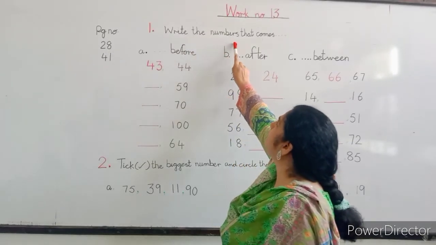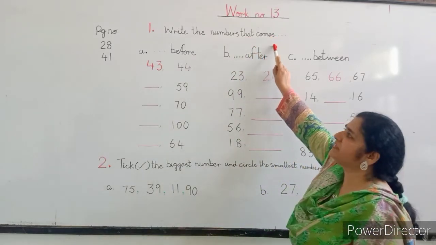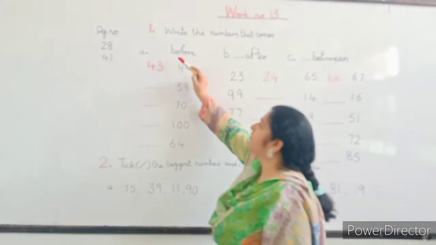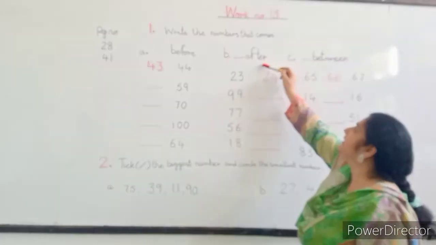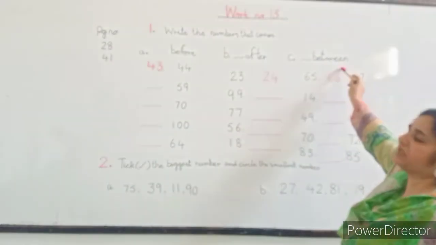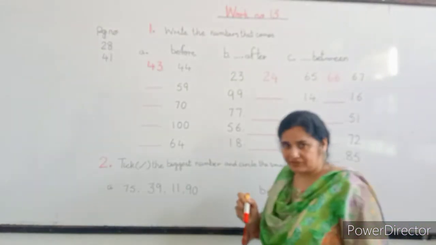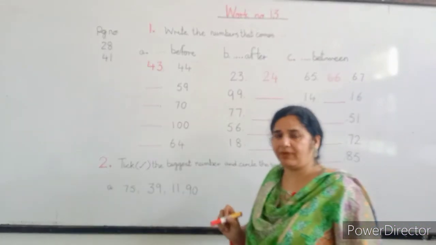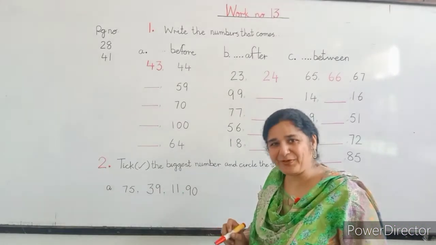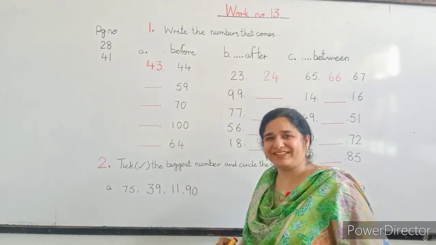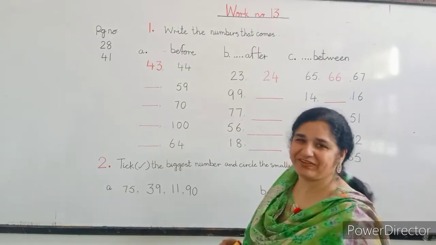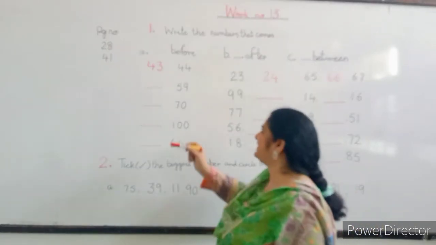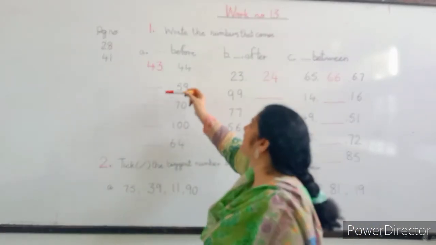Write the numbers that come A before, B after, C between. Children, you have done this work in prep class, and I know you all are smiling because it's very easy work for you. Okay, everyone is enjoying? Okay, let's enjoy this work now.